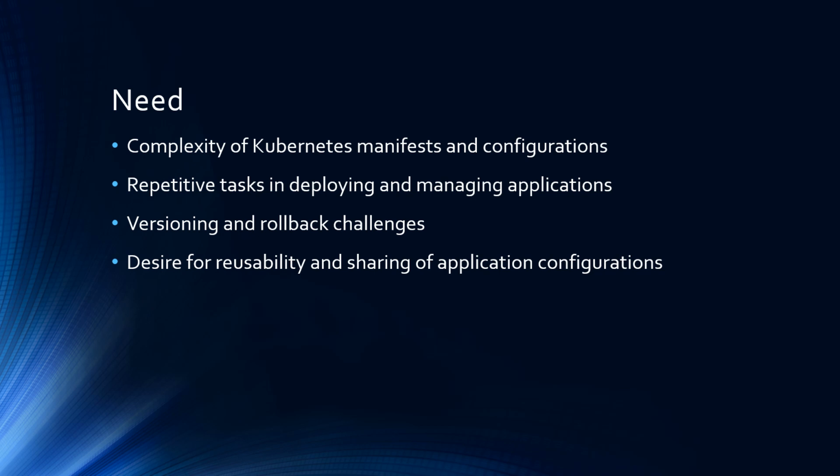Versioning and rollback challenges are particularly critical in production environments. Some incidents occur where teams struggle to revert to a previous known good state because they didn't have proper versioning in place. Package management tools provide the ability to track changes, maintain version history, and perform controlled rollbacks when needed. The desire for reusability and sharing of application configurations stems from the DevOps principle of not reinventing the wheel. When one team develops a solid configuration for a common component like a database or message queue, other teams should be able to benefit from that work.